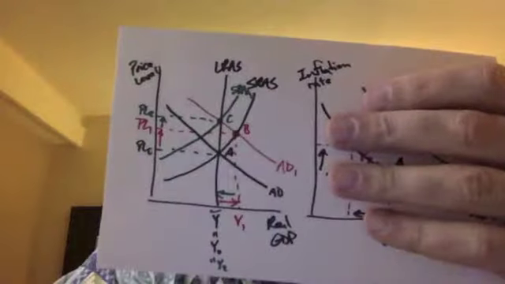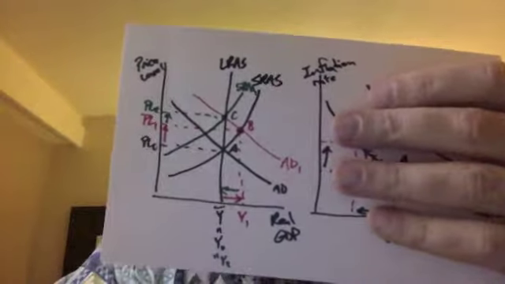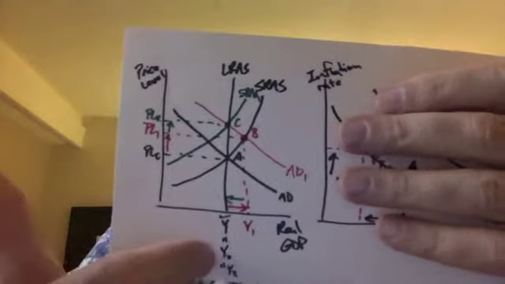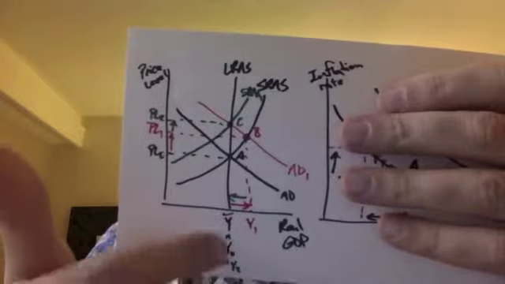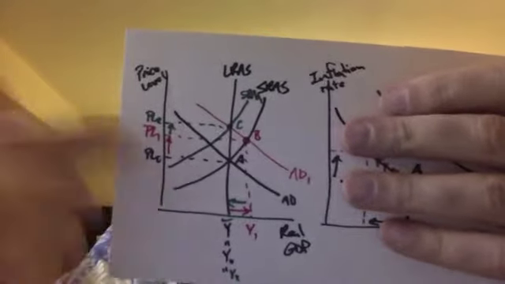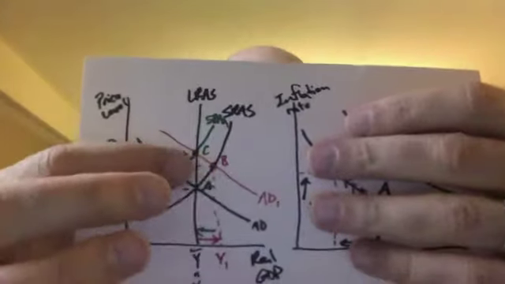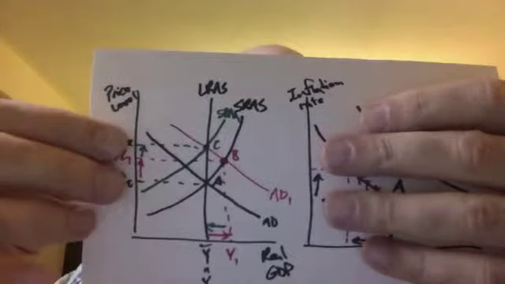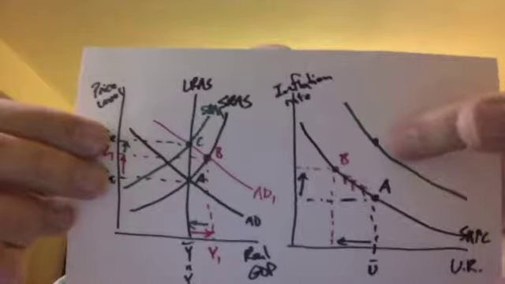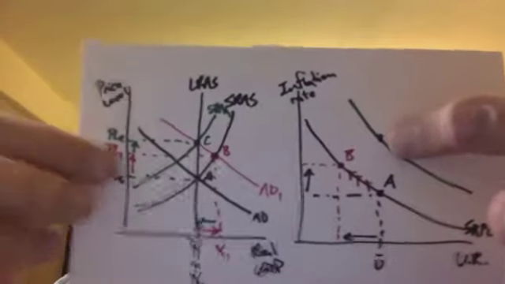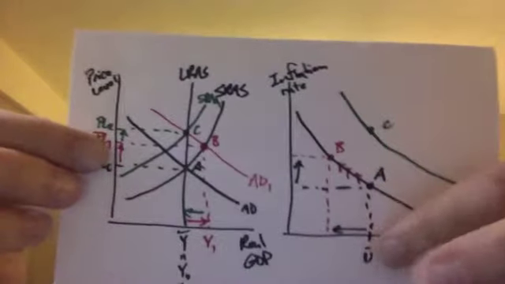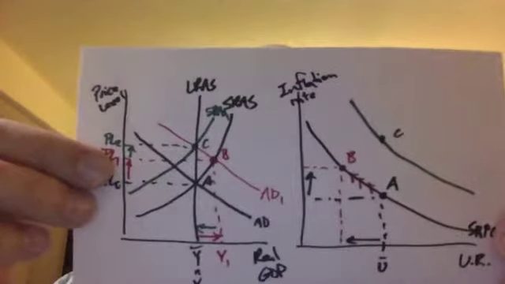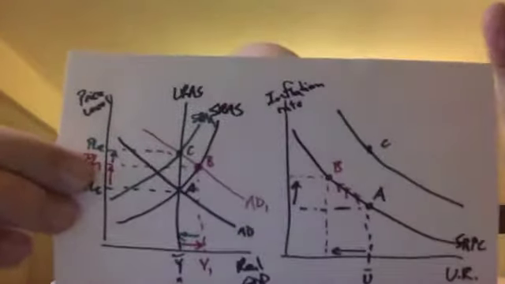So it's really there it is. The SRAS shifted to the left. Price level goes up. Output falls back to potential, to full employment. What does that mean if we move from B to C in terms of that self-correcting mechanism, that long-run adjustment? Over here, we move to a point C where we've got higher inflation, but we're back at U bar, back at the natural rate. So C is directly above A, which means we're on a new short-run Phillips curve.